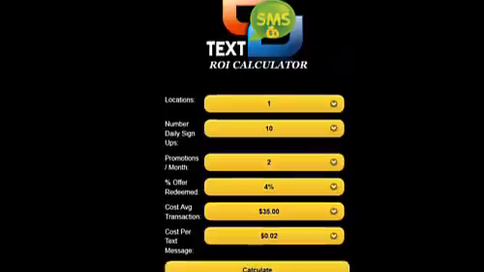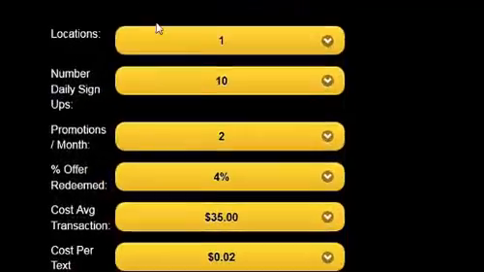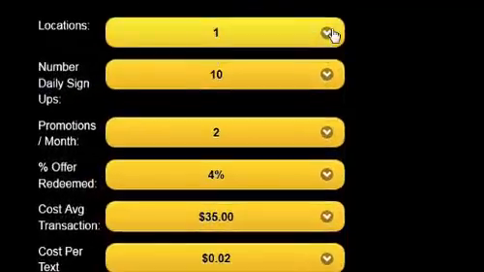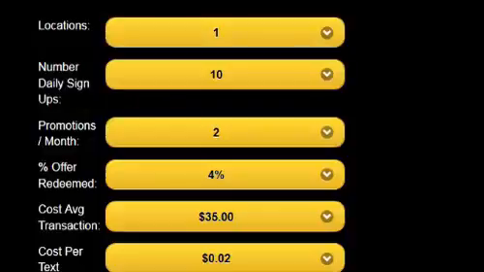You'll notice there are some tabs and then a calculate tab. The first tab is locations. If you have one location, put 1. Click the tab to the right, put as many locations as you wanted. The whole design of this is to show you how powerful just one of the many functions that will be in your individual app that will bring in a ton of business for you.